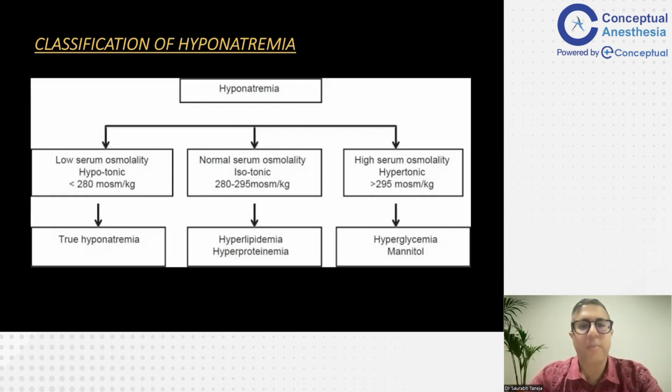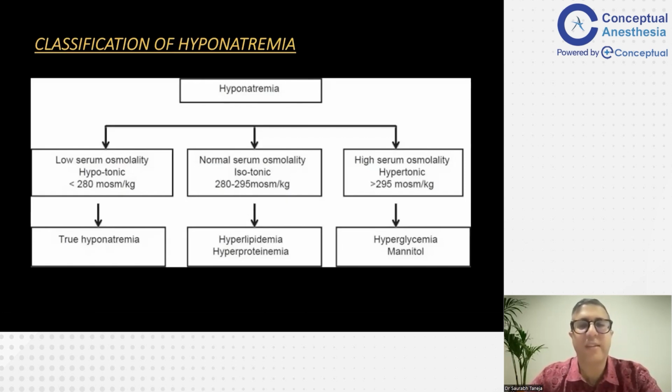When it is normal serum osmolality, that means the sodium content in the body is low, but there is something or the other that is also contributing to osmolality. That is why the measured osmolality is normal. And usually it is a very high level of hyperlipidemia or hyperproteinemia. An example of hyperproteinemia is Waldenstrom's macroglobulinemia or multiple myeloma.